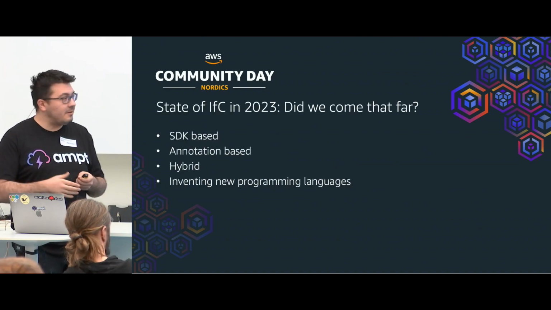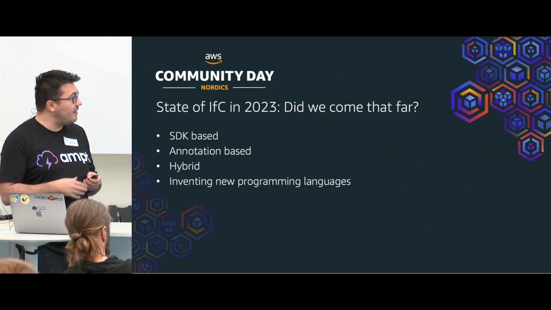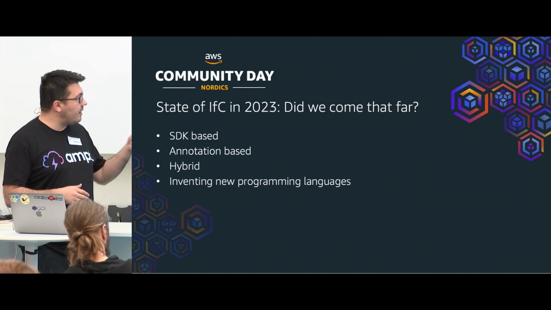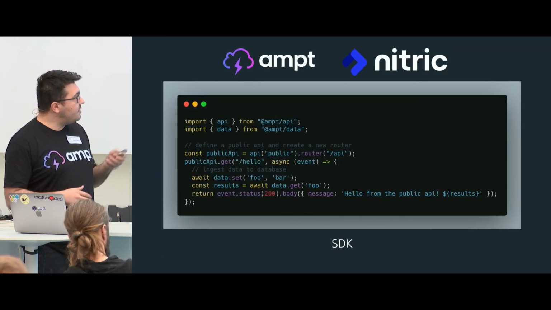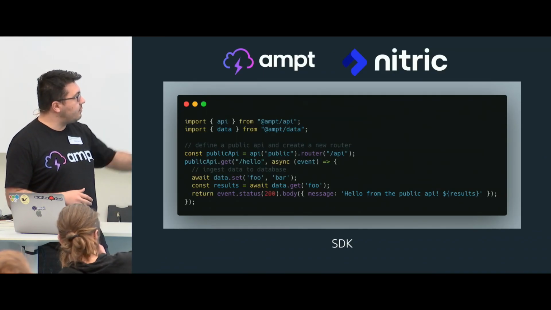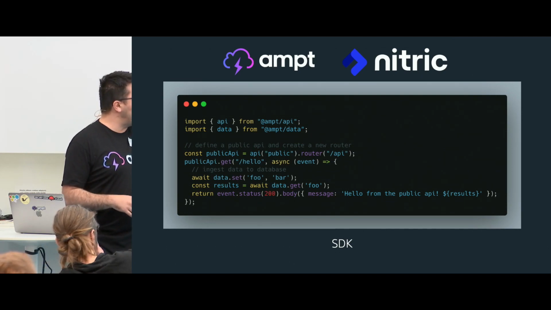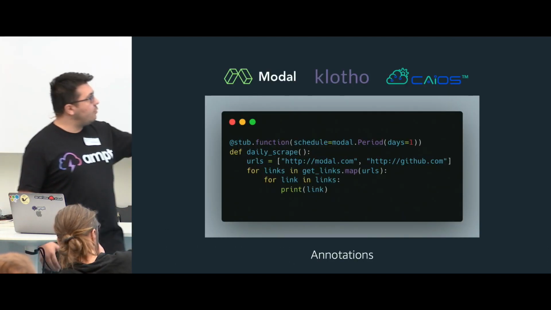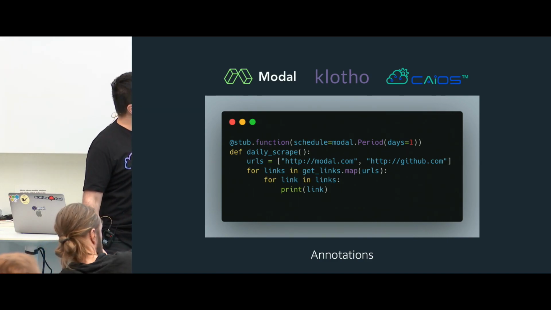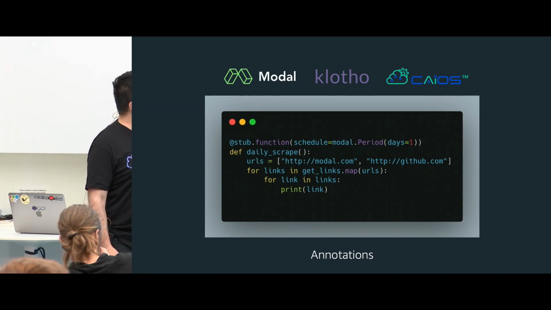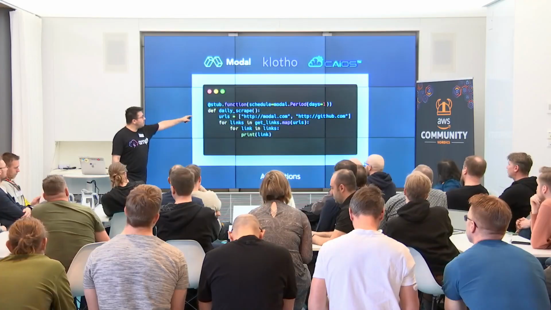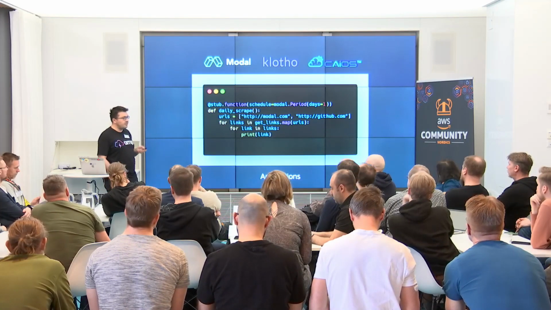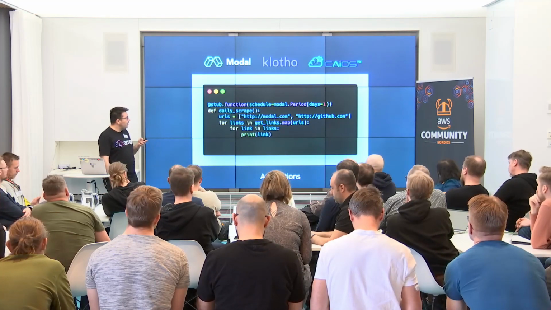Even though the term is really quite new, there are different approaches to infrastructure from code. Let me just talk about them. This one is SDK based, where you are using some SDK to define resources and it is done. There is also annotation based. There are startups working on the annotation based approach, Modal, Klotho, and Chaos. They are putting an annotation on top of the function so that it understands that this is a function to be deployed.